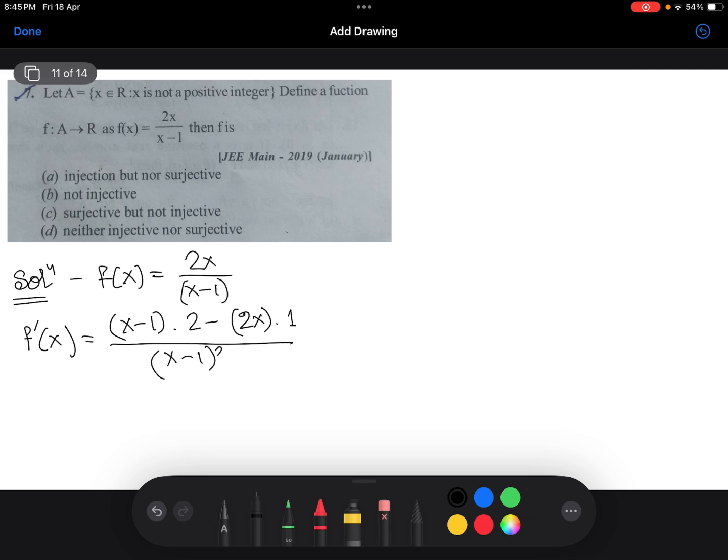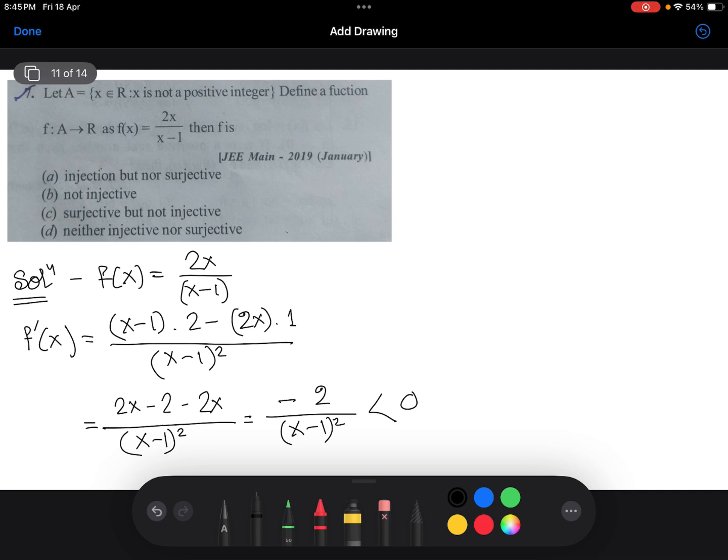So simple calculations, we know the derivatives, how to find the derivatives, and it is very clear. So 2x minus 2 minus 2x by (x minus 1) whole square, this is equal to minus 2 by (x minus 1) whole square. Now this is clearly less than 0.